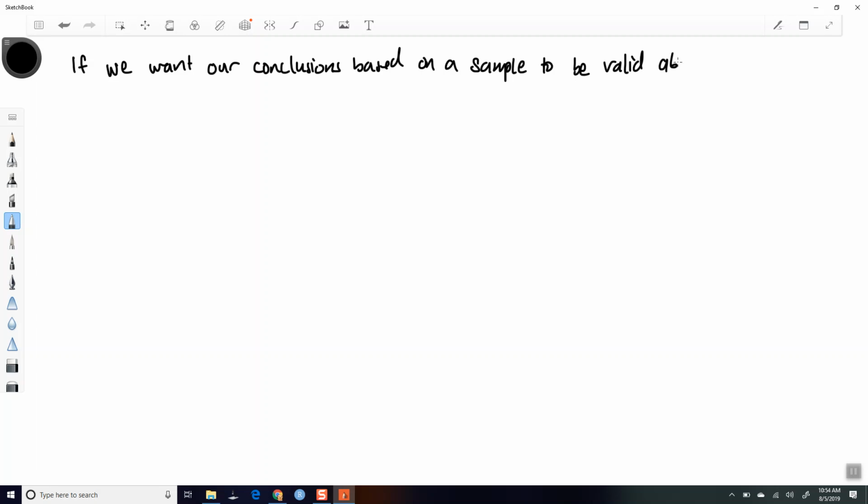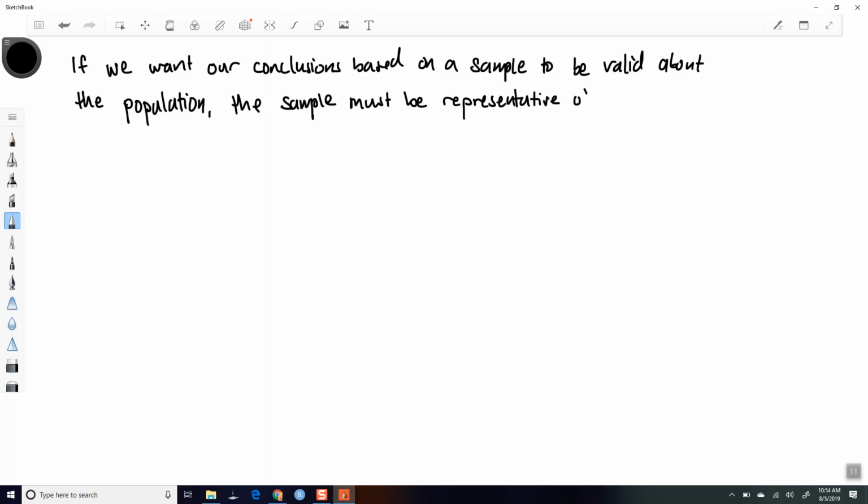All right, so if we want our conclusions based on a sample to be valid about the population, the sample must be representative of the population. And when we say representative of the population, we mean that the sample looks like the population, at least in regards to this one aspect that we're interested in.